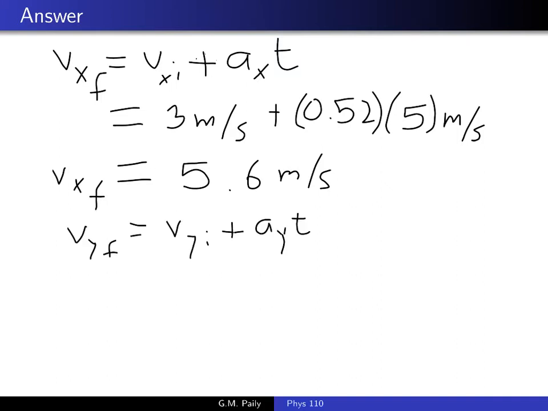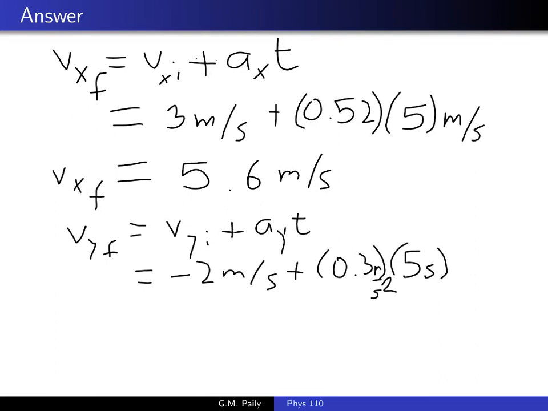Similarly, in the y direction, we use vy final is equal to vy initial plus ay times t. Again, we do not use the full acceleration, we use simply the y component. Once again, plugging in values, we have minus 2 meters per second as vy initial. ay is 0.3 meters per second squared, and time t is 5 seconds. We calculate and find vy final is negative 0.5 meters per second.